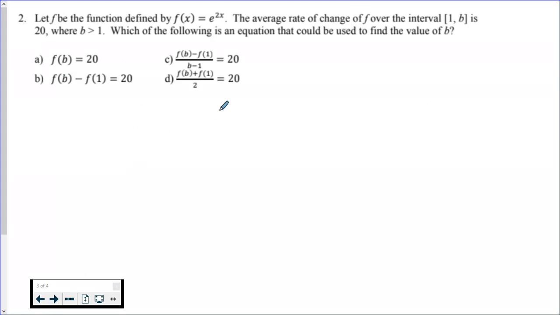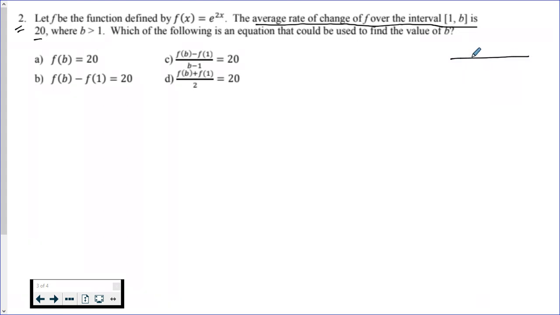Next question is a multiple choice question. Pretty good questions. We ripped this off of some AP review. All right, so here we go. It says, let f be the function defined by f of x equals e to the 2x. And then here we go. The average rate of change of f over the interval 1, b is 20. So now it's telling you that the average rate of change is 20. Now it says where b is greater than 1.